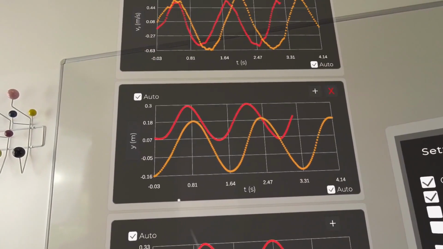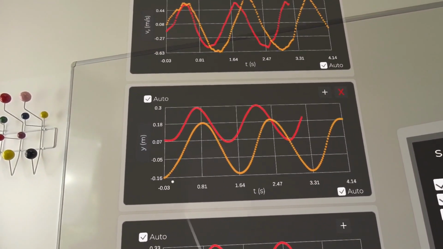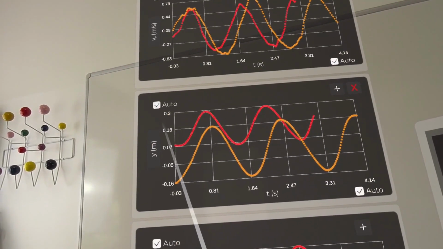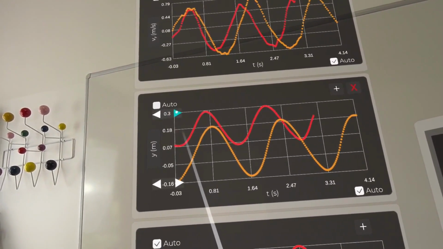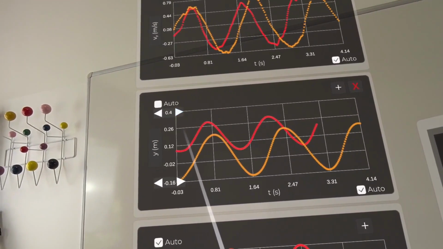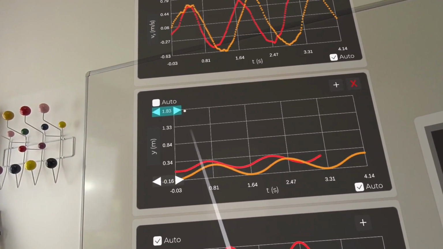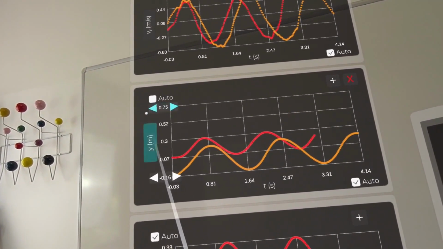It is possible to adjust the scale on the y-axis and the x-axis. To do this, we deselect the auto mode and change the interval limits using the arrows or by holding down the trigger and moving the controller to the right or to the left.